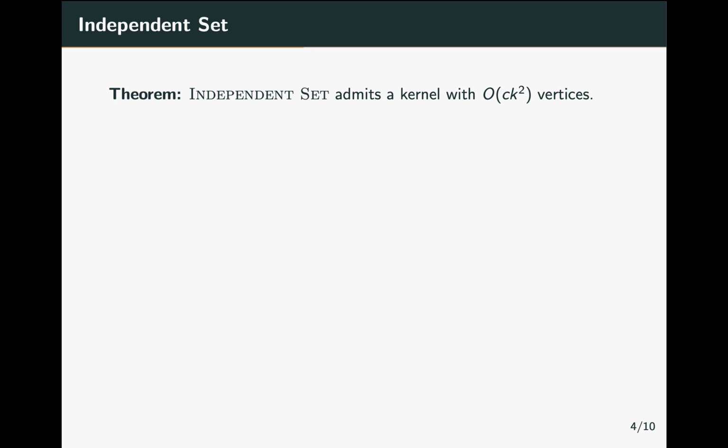So I would like to show you that independent set has a kernel of C times k squared vertices. To show this, we are going to use one reduction rule, which says that when you have a large degree vertex, where large degree means that the degree is larger than (C-1) times k, then we just remove it.